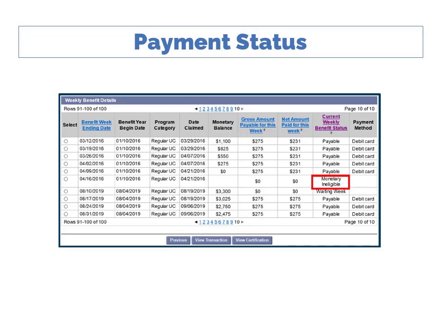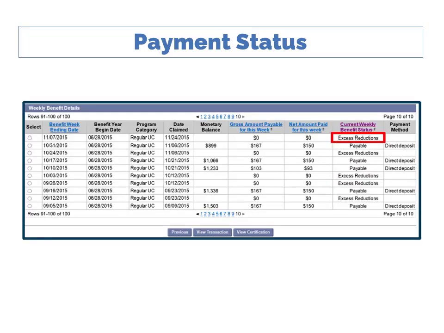If the status says Monetary Ineligible, it means you did not earn enough money in the base period to be eligible to receive benefits. This could be due to earning money that cannot be considered for purposes of reemployment assistance benefits, or that the department did not receive your base period wage information during the wage verification process.